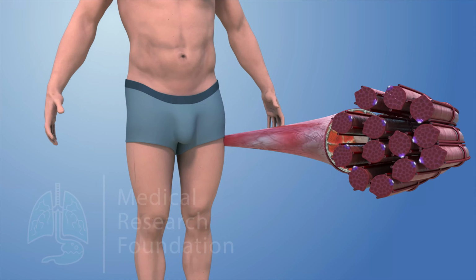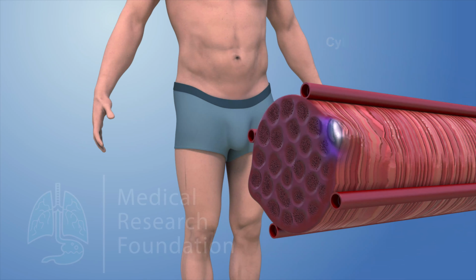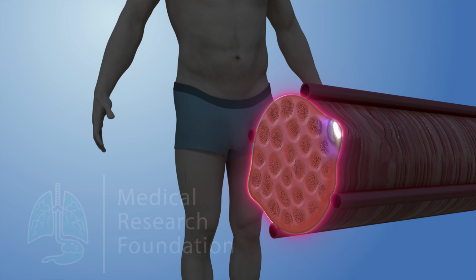Each muscle cell or muscle fiber is cylindrical in shape. The average length of the fiber is 3 centimeters. It varies between 1 centimeter and 4 centimeters, depending upon the length of the muscle. The diameter of the muscle fiber varies from 10 microns to 100 microns.